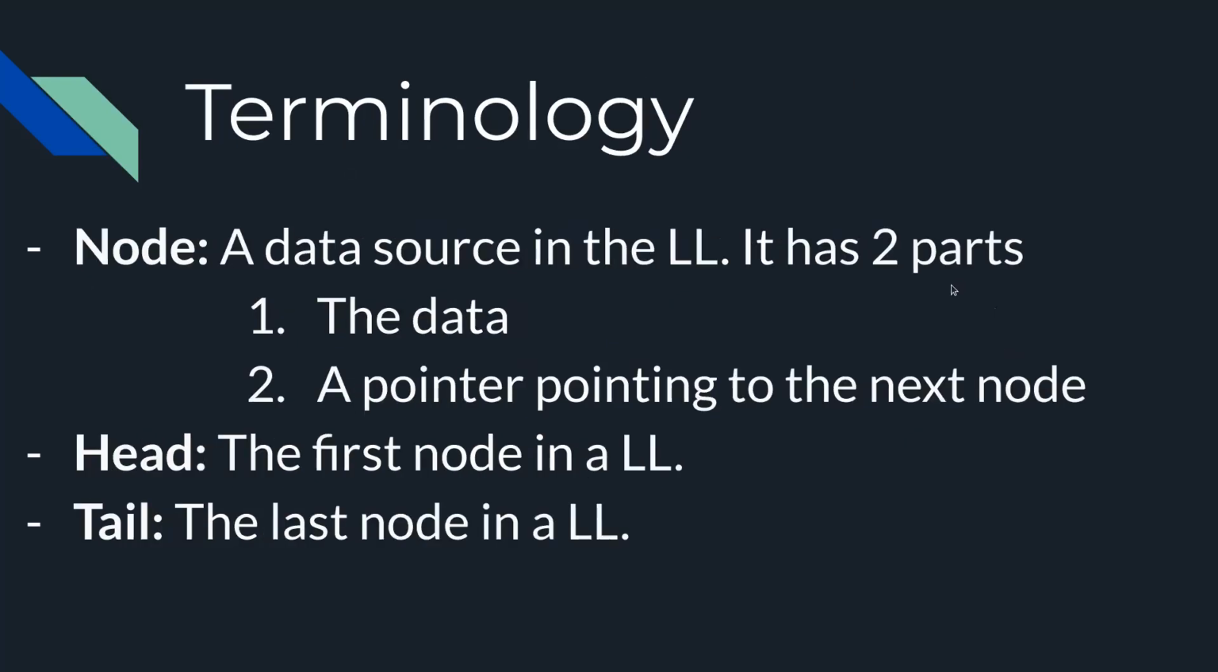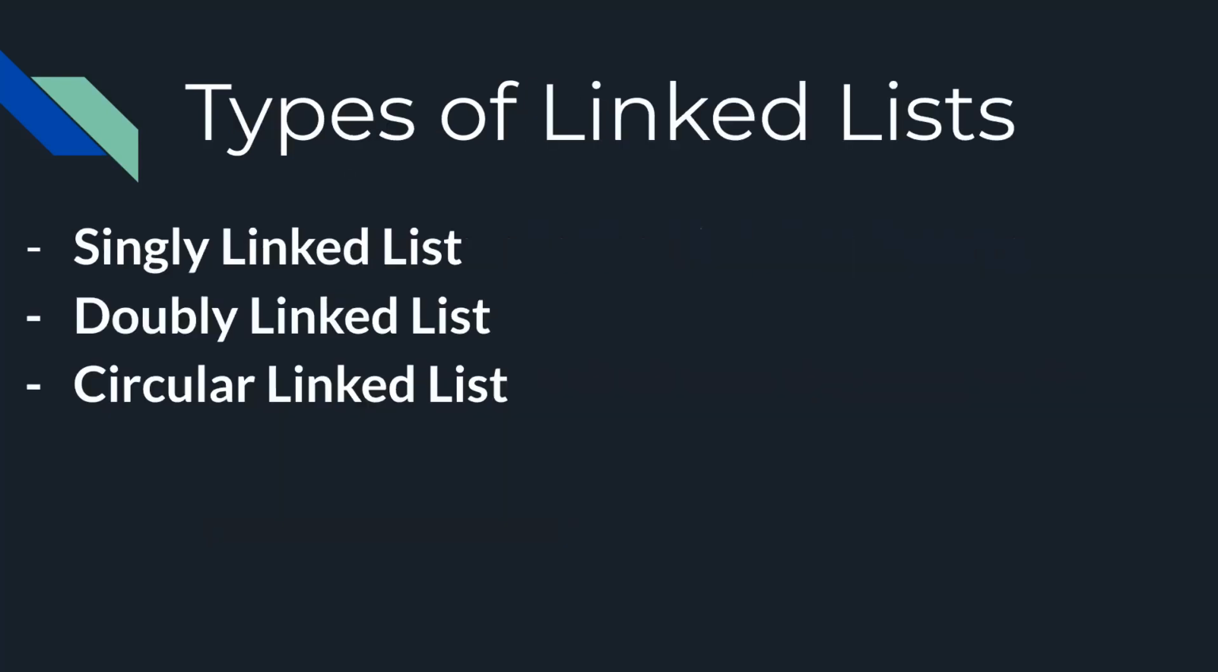And so a couple of terminologies. The first thing is a node. So think of a node as a data source in the linked list, and it has two parts. The first part is the data, and the second part is a pointer that points to the next node. And sometimes, depending on the type of linked list, as we'll see in a bit, you can also point to the previous node. The head is the first node in a linked list, and the tail is the last node in a linked list.